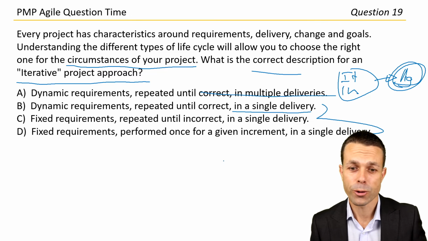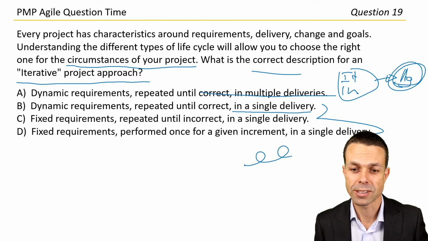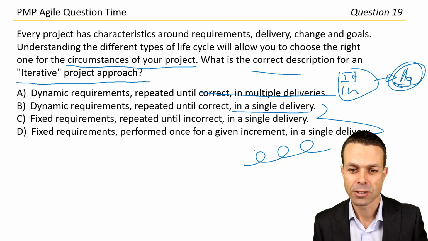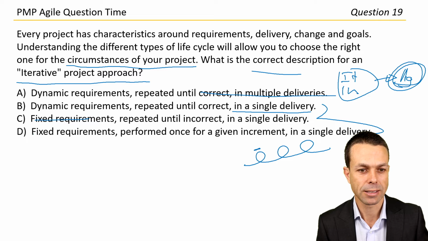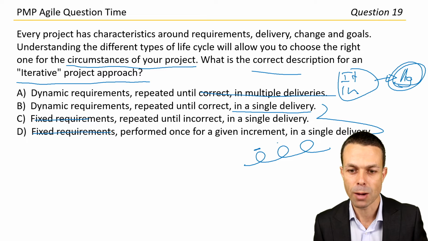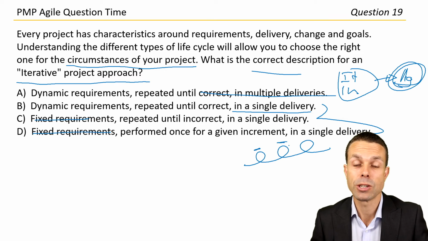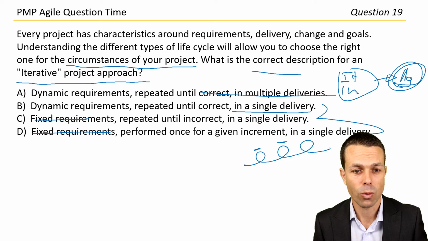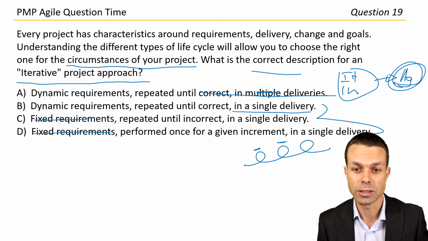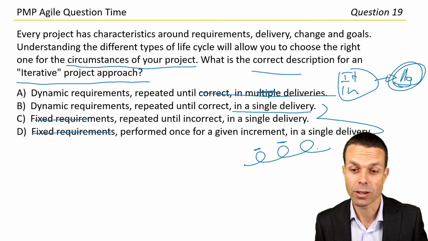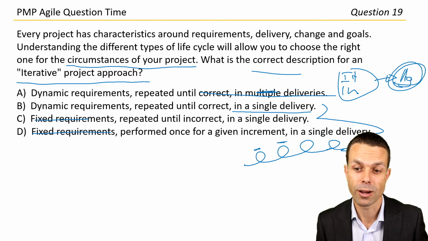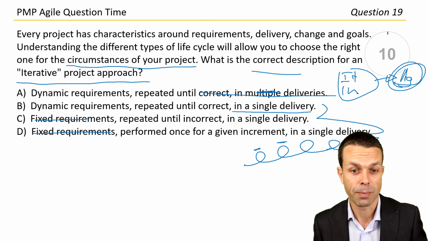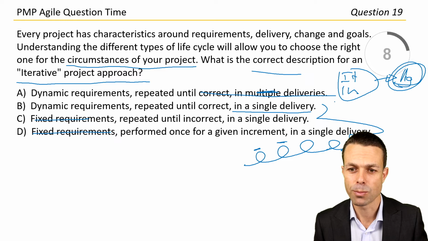Okay, with iterative, what we're doing is we're iterating towards success. So we're continually changing. So I think we're probably not going to have fixed requirements, so we could probably get rid of these. And so dynamic requirements, because we're iterating, we're continually improving. So dynamic requirements, but it's not multiple deliveries, it's a single delivery only, and we're continually improving until we get to that final release, basically. And so let's go with answer B.